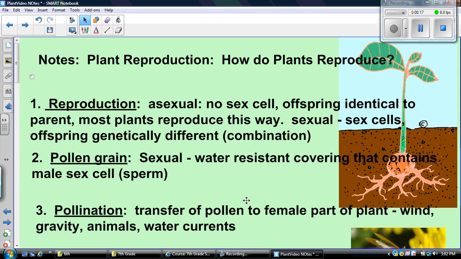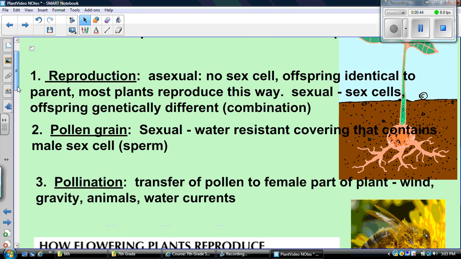Okay, so reproduction, there are two types. Asexual, meaning there are no individual sex cells. That means the offspring are identical to the parents. Most plants reproduce this way. And then there is sexual reproduction. That means plants have the two different sex cells, and the offspring is genetically different because it's a combination from two different sex cells.